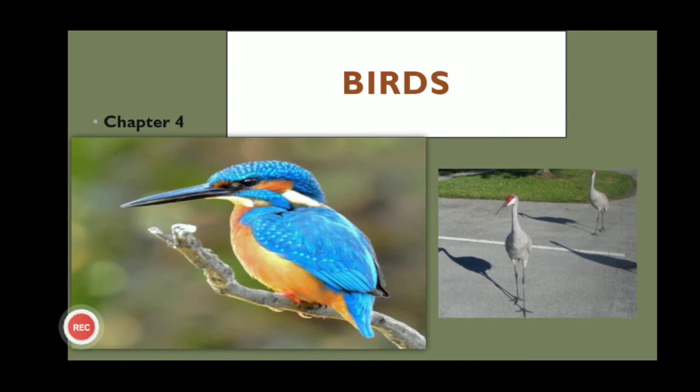This is the fourth chapter of our science book named Birds. This is a very interesting chapter because in this chapter we will learn about different kinds of birds, about their feathers, their feet and claws, and their beaks, and how they fly.